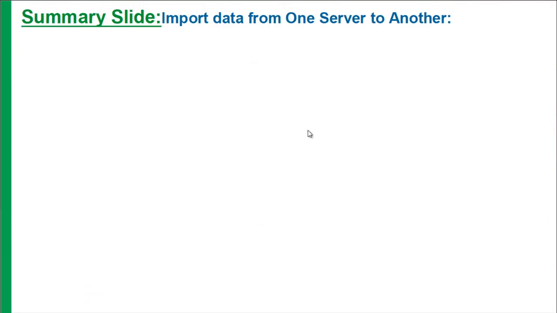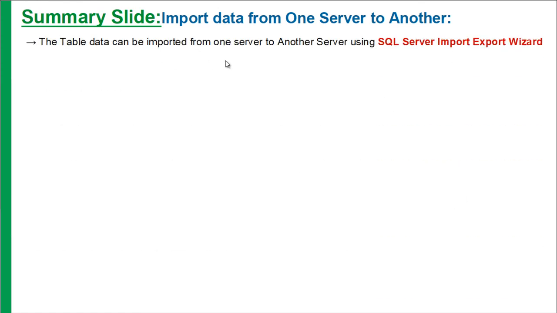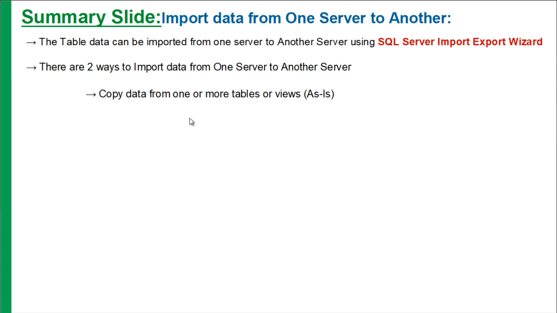So let's quickly recap what we have discussed in this session. We can import data from one server to another server using the SQL Server import export wizard. There are two ways to import the data. One is you can just lift and shift the data as is from source to target. It will only copy the data. It will not copy the primary keys or the indexes defined on that particular table. The second one is you can write a custom query to transfer the data.